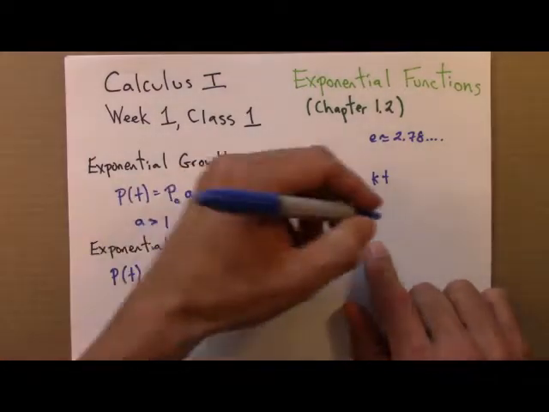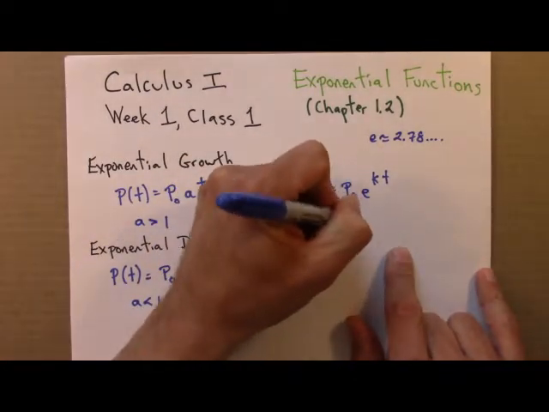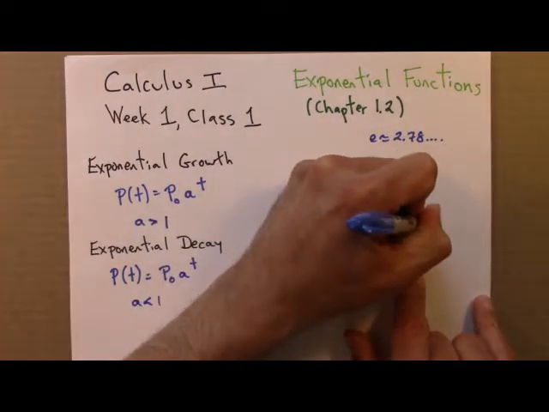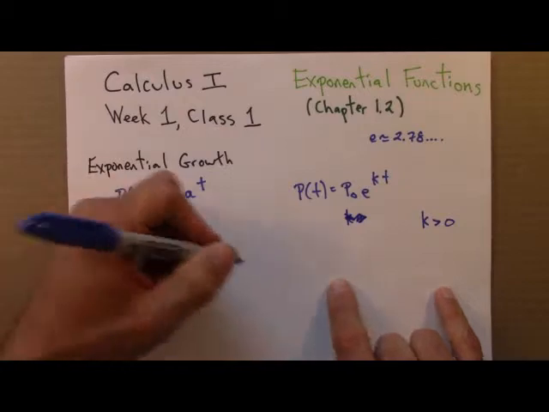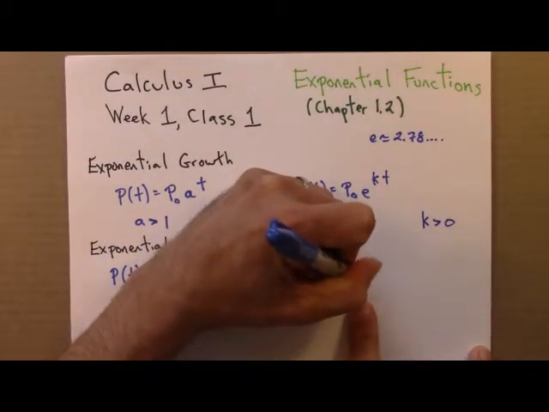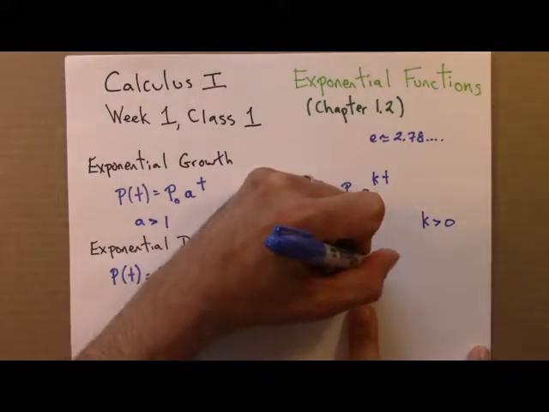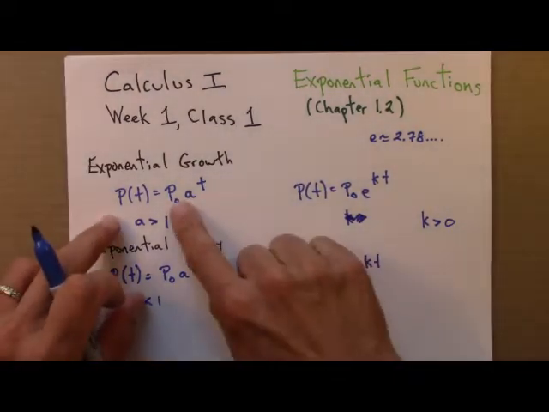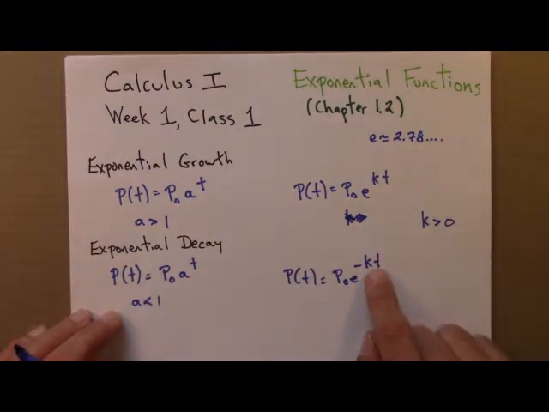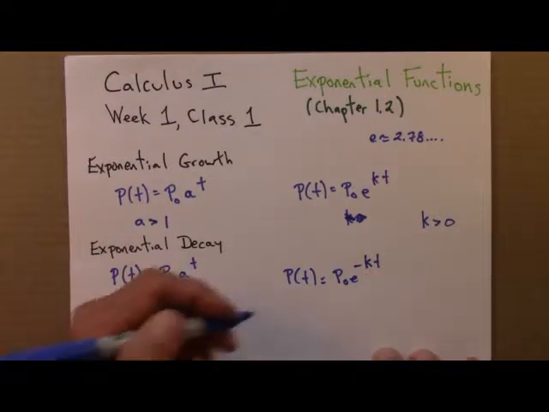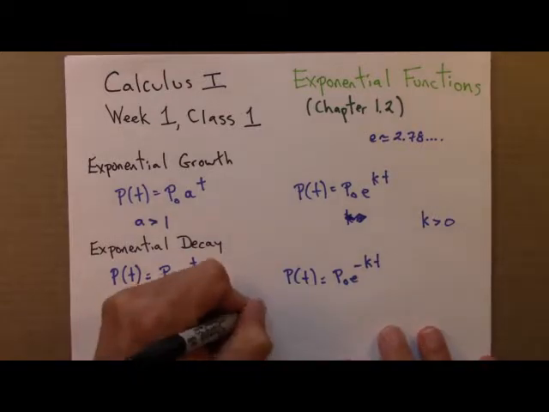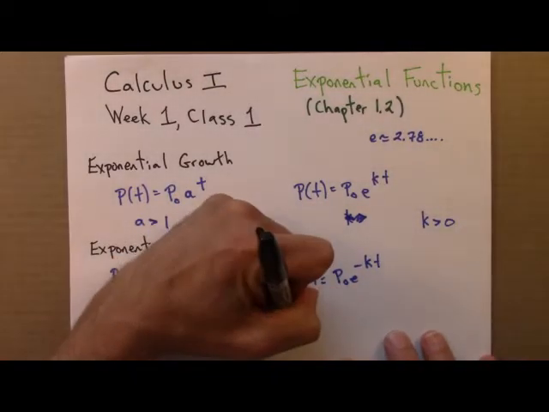If we have exponential growth, then k is greater than 0. Well, actually, let me write it this way. In all cases, k will be greater than 0. If we have exponential decay, it's P naught e to the minus kt. So for exponential growth, we have e to the positive something. Exponential decay, we have e to the negative something. And what's this quantity k? Well, k is known as the continuous growth rate.